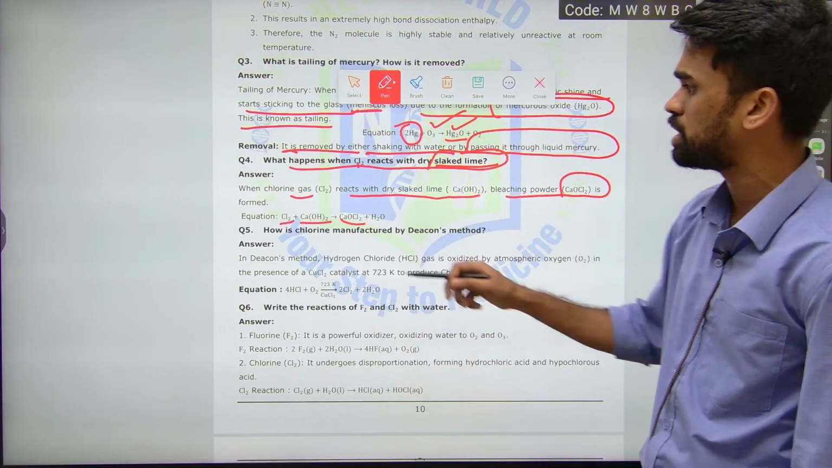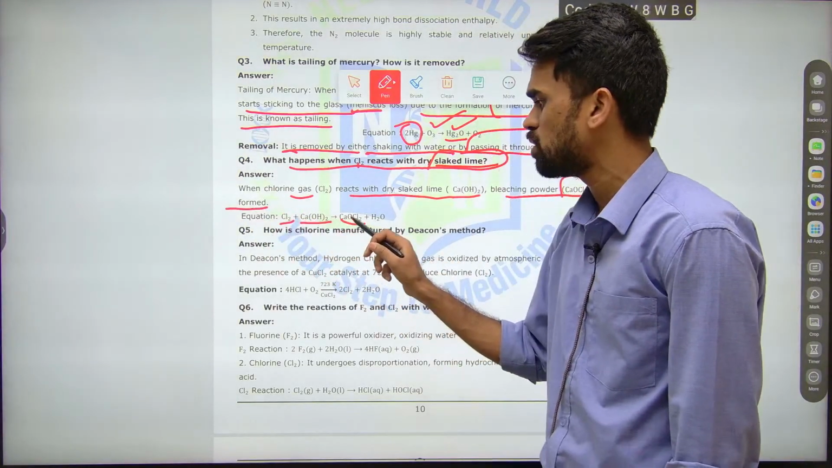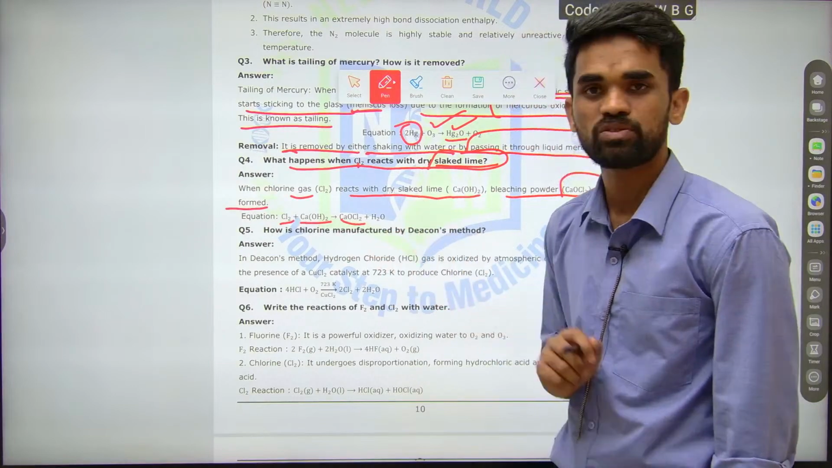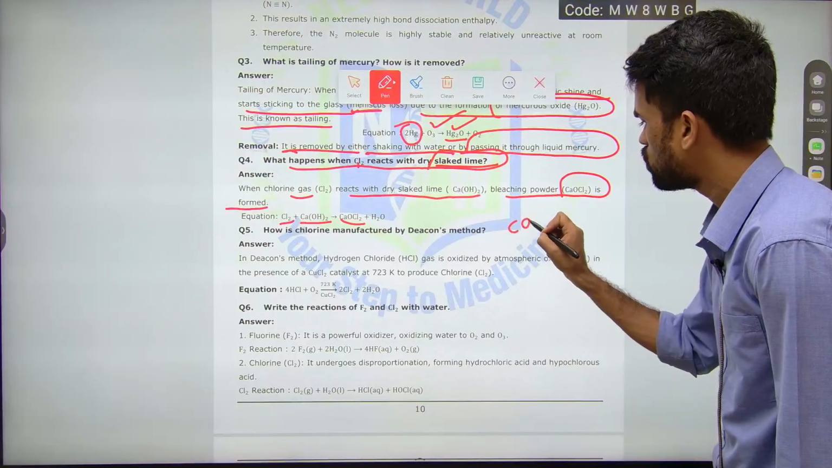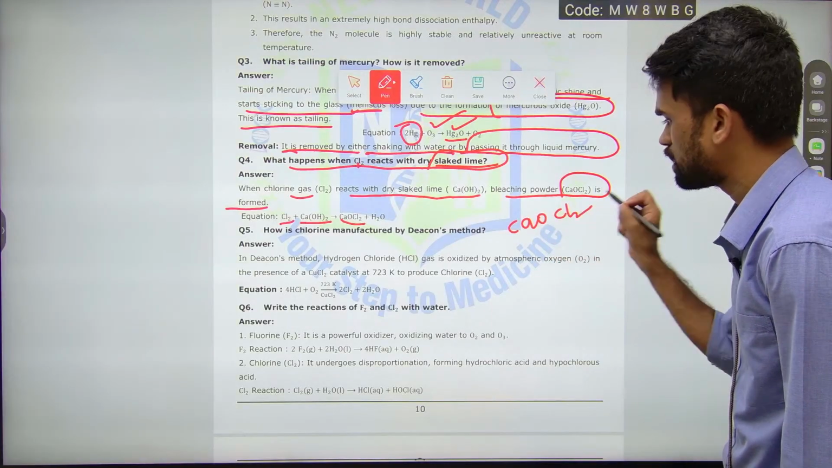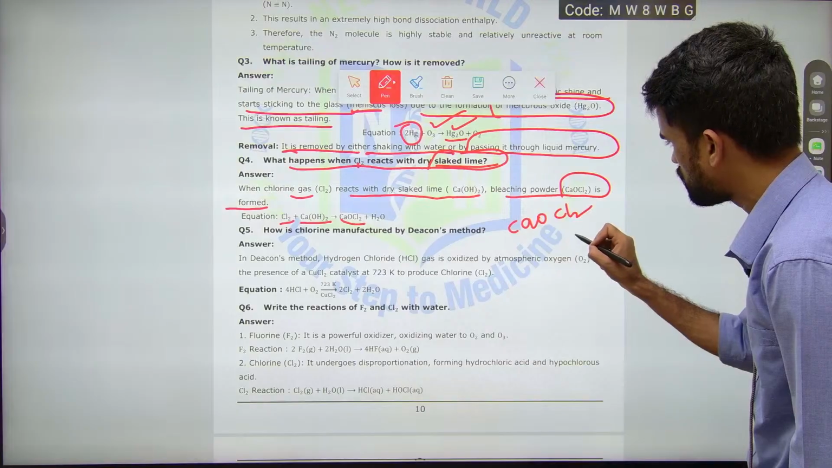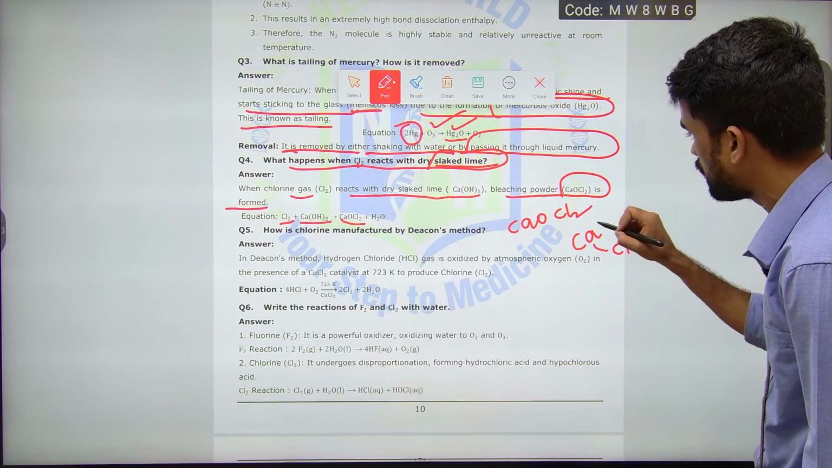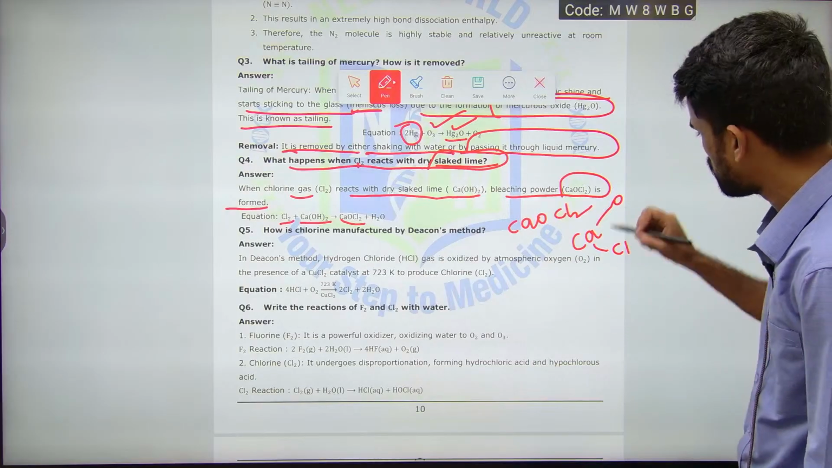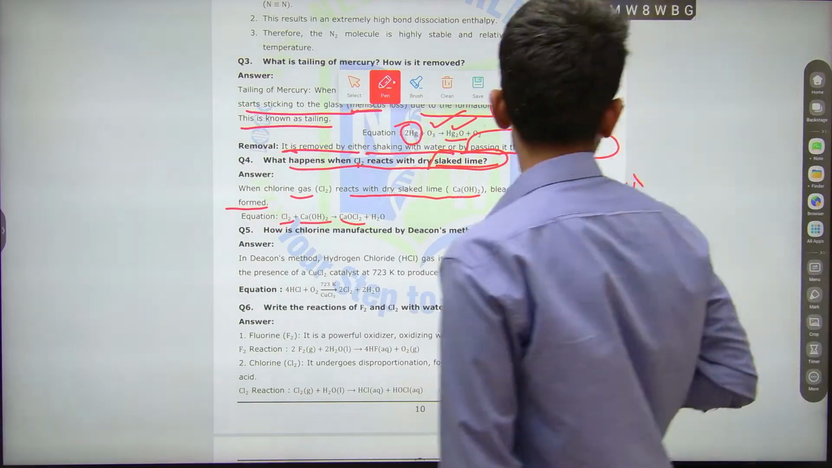Calcium oxychloride, CaOCl2, is formed. Okay, now it's one of the important formulas, CaOCl2. In this case you need to remember that calcium will be attached directly with one chloride, and another bond with oxygen and chlorine. Okay, this is how it will be existing.